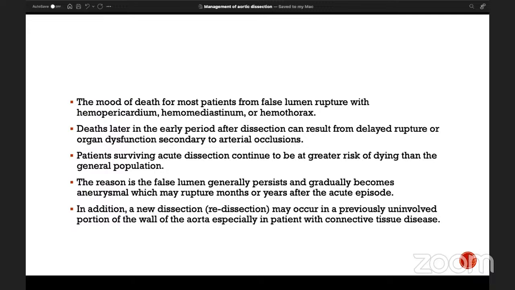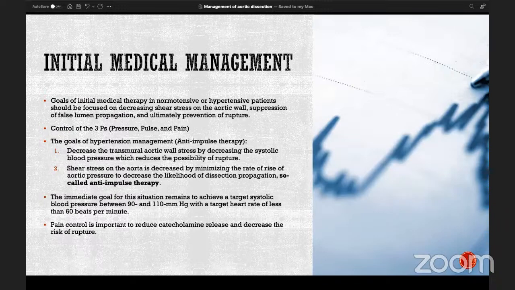Carry on, please. Thank you. So the goal of initial medical therapy in a normotensive or hypertensive patient with acute dissection: they might present with all different presentations. They can present normotensive or hypertensive, usually hypertensive, but sometimes they may present hypotensive, especially if they are tamponading or they went into heart failure. If the patient is normotensive or hypertensive, the medical treatment goal should be focused on decreasing the shear stress on the aortic wall and suppression of the propagation of the false lumen.